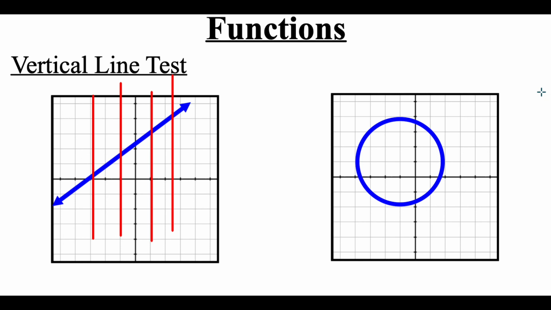But if we compare that to the graph of a circle, if I were to draw in a vertical line going through the circle, this vertical line intersects at 2 places, which means what we've got happening is the same x value being matched up with 2 different y values, which makes this not a function.